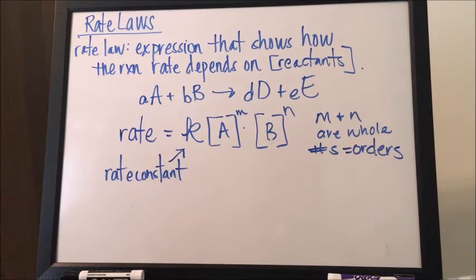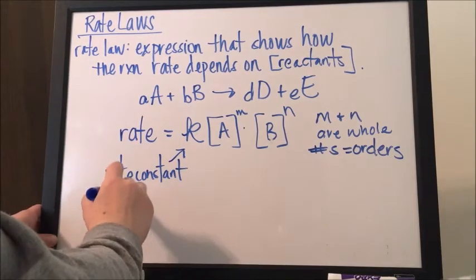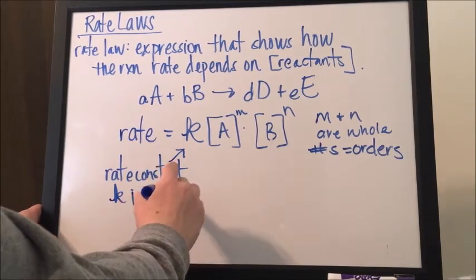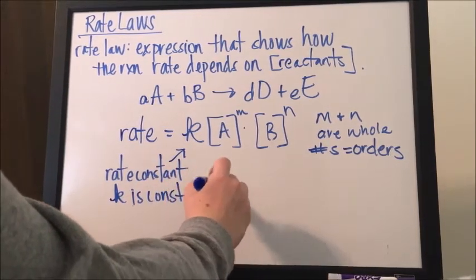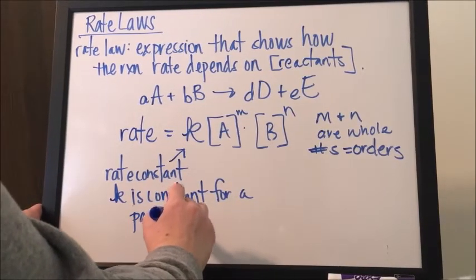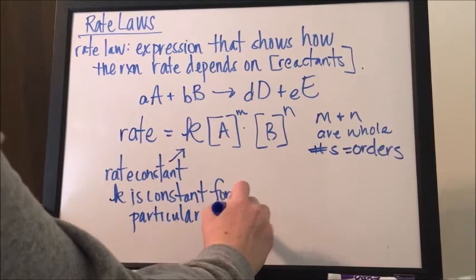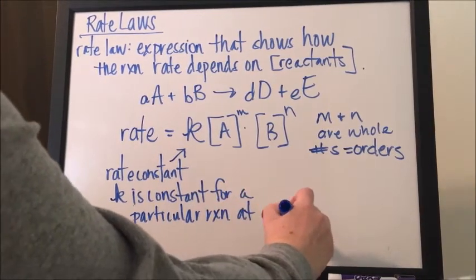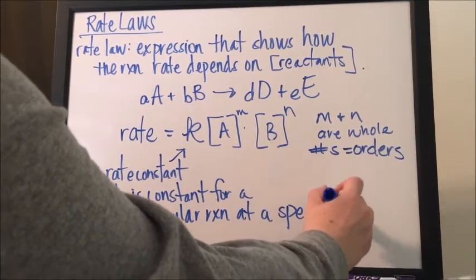Okay, so let me see how I want to summarize this. The rate constant, so k, is a constant for a particular reaction at a specific temperature.